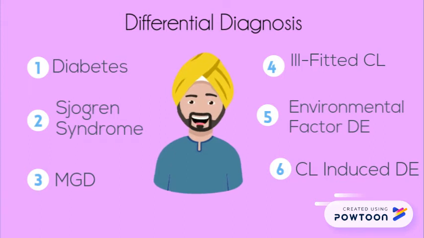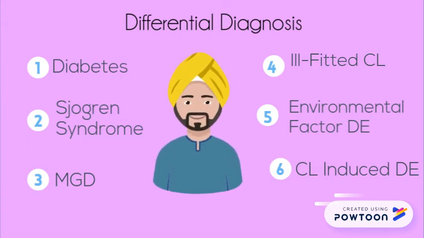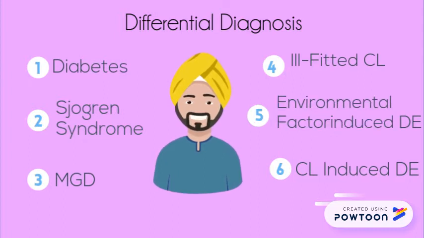The third one is MGD. MGD can also cause dry eye, but we rule it out as there is no blockage at the gland orifice. Fourth, ill-fitted contact lens, because it can cause transient blur and redness, but we rule that out as the contact lens fitting is optimal. Fifth, environmental factor induced dry eye.